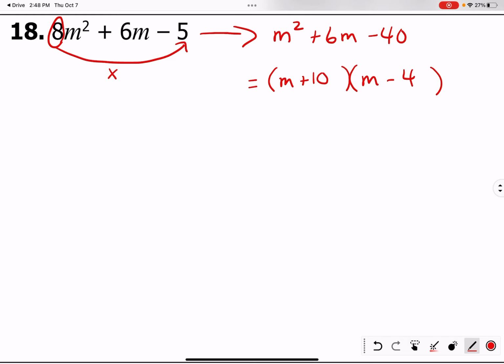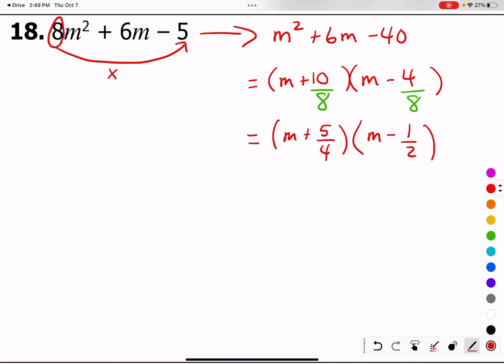All right, and then we can't just forget about the 8, so let's bring them back. And we'll see if it simplifies or if it doesn't. Let's see what happens. So if I was to keep writing these factors, 10 over 8 does simplify. So we're going to do m plus 5 over 4. And then in the other one, 4 over 8 does simplify as well to 1/2.